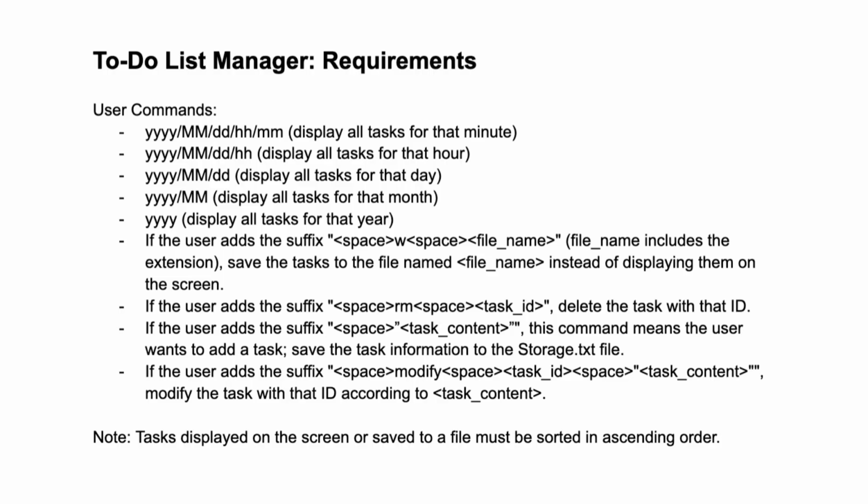To-do list manager. Requirements. User commands. Year/month/day/hour/minute: display all tasks for that minute. Year/month/day/hour: display all tasks for that hour. Year/month/day: display all tasks for that day. Year/month: display all tasks for that month. Year: display all tasks for that year.